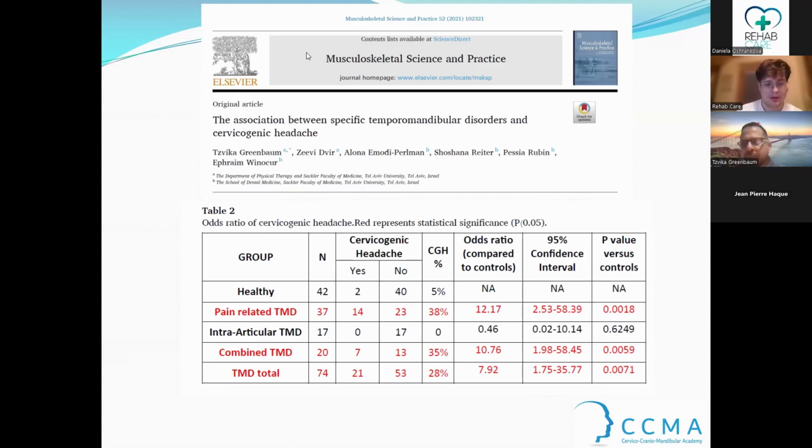So next time that you have a patient with cervicogenic headache, think about assessing also the masticatory system. And after you come to the course, you will do the opposite. When you see someone with TMD and diagnose him, you will be looking for cervicogenic headache in the same person.